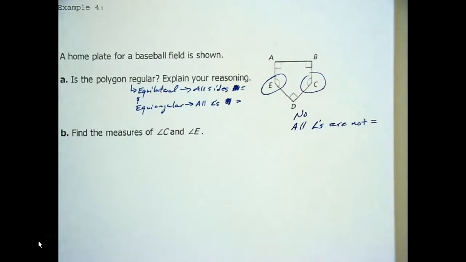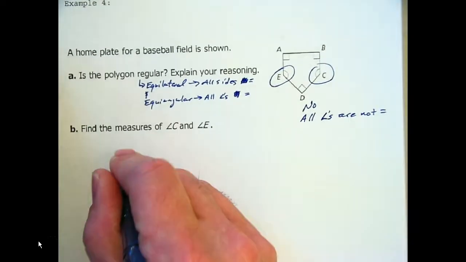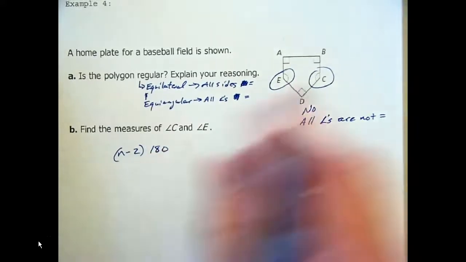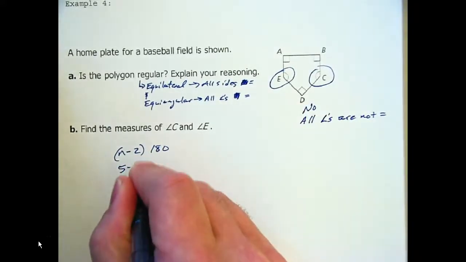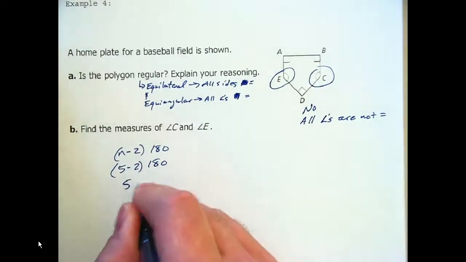Okay, measure of C and E, you say 72? I don't think that's right. It's not. Hunter? How come? Okay, so you did 5 minus 2 times 180, which gives you 540. All right, N is, there's 5 sides.